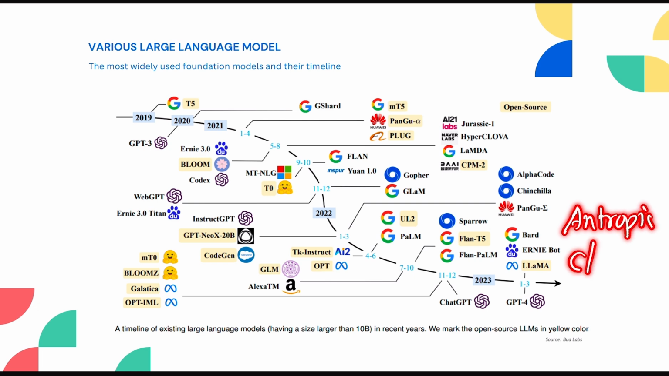We are going to talk about these models in detail in later sections. This is just to give you a timeline of the existing large language models having a size larger than 10 billion parameters, and in recent years they are crossing even more. We are also going to talk about what we mean by billion parameters.